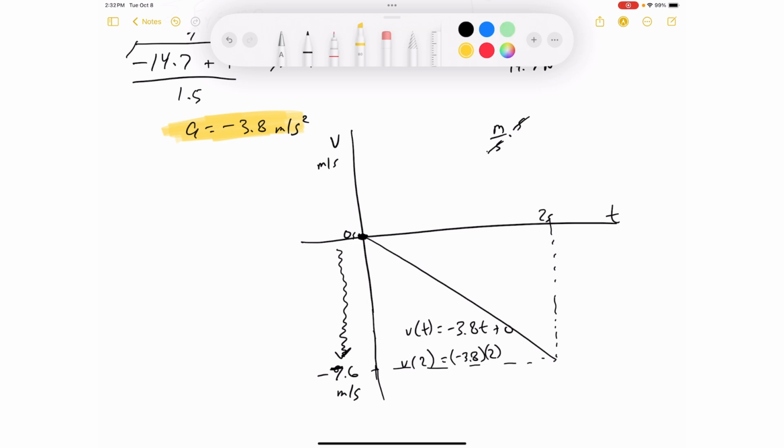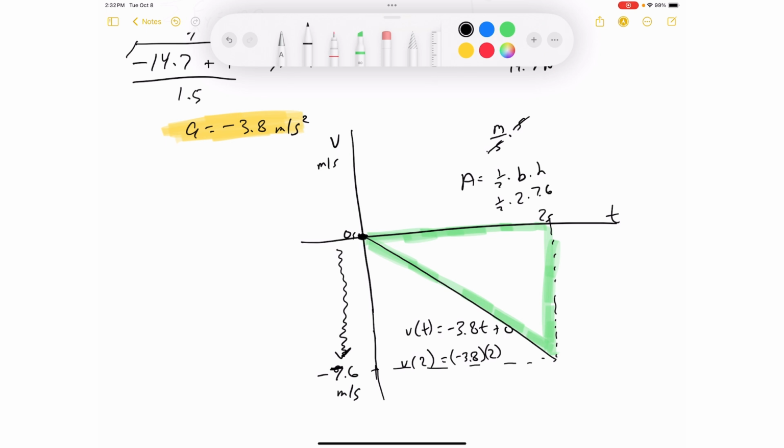Let me make this a green color. I have this green color, and I'm trying to find the area of this triangle. Well, of course, area equals 1/2 times base times height. 1/2 is 1/2, base is 2 seconds, and the height is negative 7.6 or 7.6, okay?